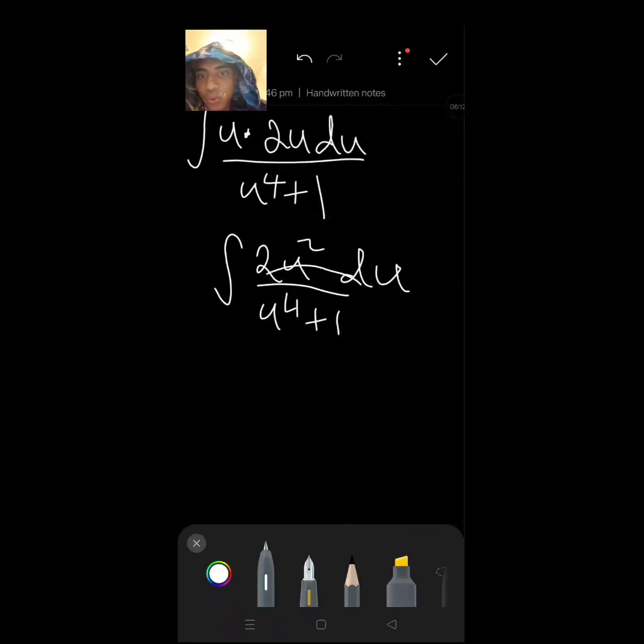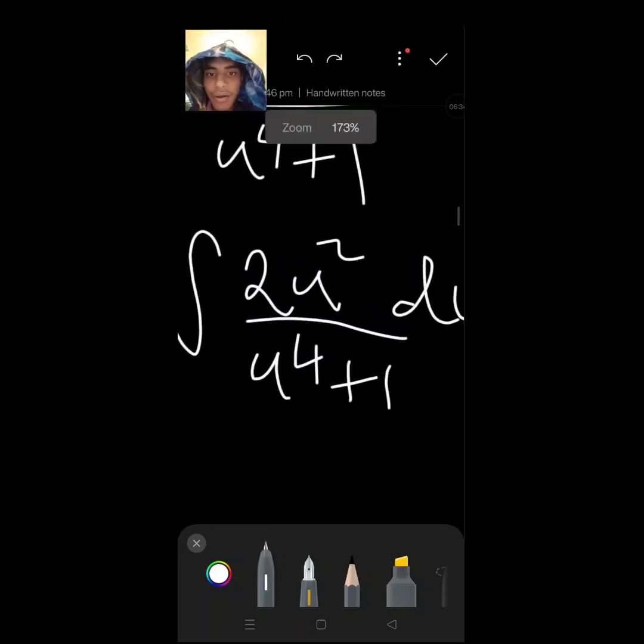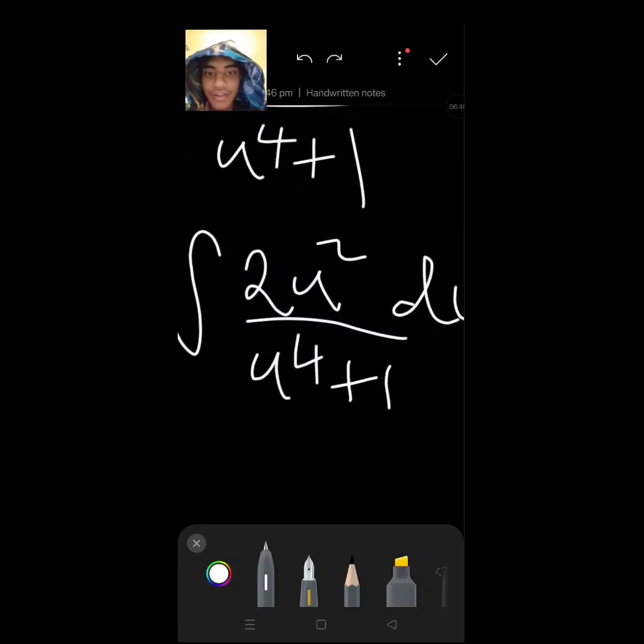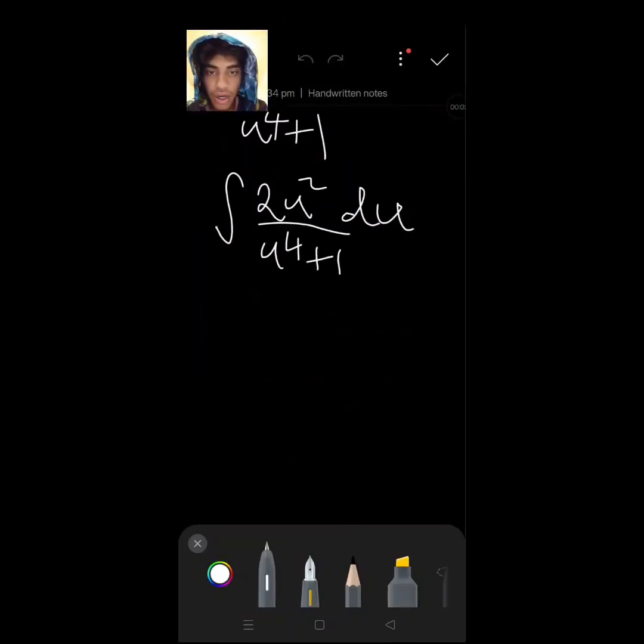See, if this u to the power of 4 plus 1 was in the numerator, we could have separated it into 2 different integrals, cancelled off the u squared, done whatever we had to do. But over here, we can't, because in the denominator, we have 2 different terms. We can't use substitution directly over here, because this is something else, this is something else. If you take its derivative, there's no way of substituting that into this. Similarly, this derivative doesn't match the numerator in any way. From what you can see, you can't directly use substitution over here.